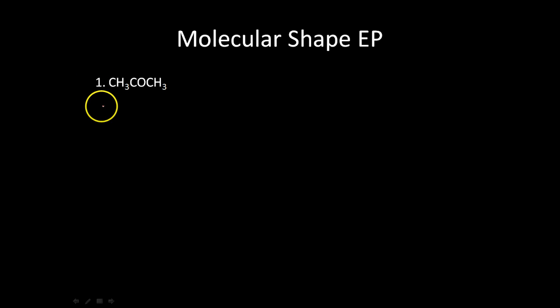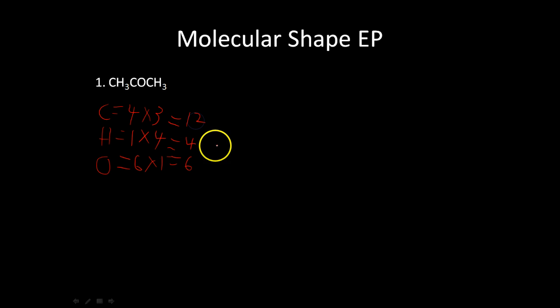Let's count valence electrons for this. Well, we have 1, 2, 3 carbons. Carbon has 4 valence electrons. There are 3 of them, so we put a 3 here. We have 4 hydrogens. Hydrogen each has 1 valence electron. And then we have 1 oxygen, with 6 valence electrons, 6 times 1, so we have 6. We have 12, 4, and 6, so that's 22. We should have 22 electrons in our Lewis structure.